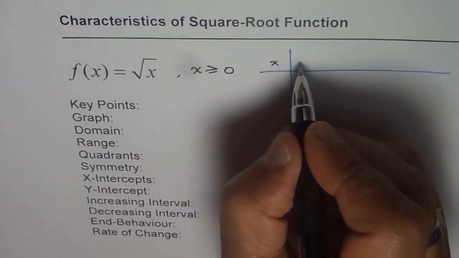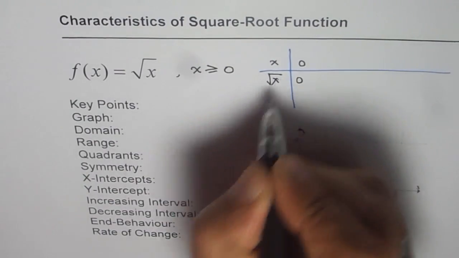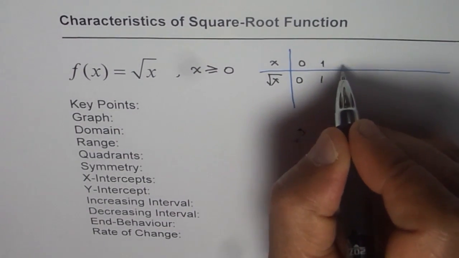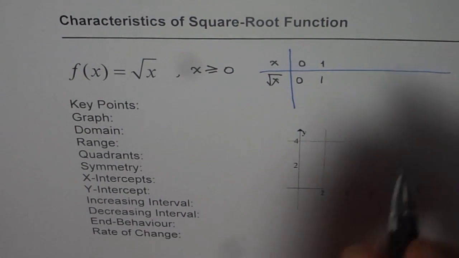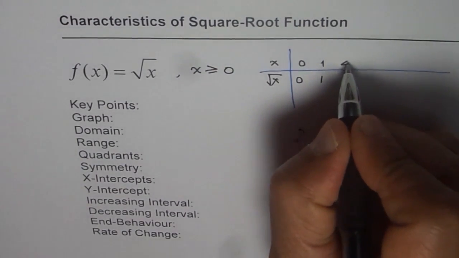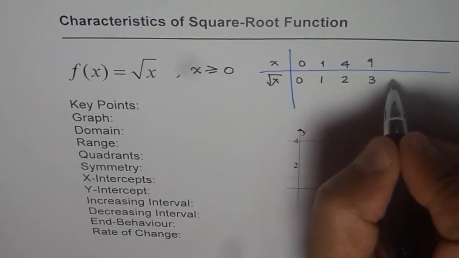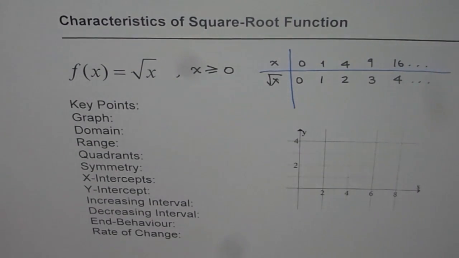So for example, square root of 0 is 0, right? So let me write square root here, which is f of x. Square root of 1 is 1, square root of 2 is square root 2. Let's avoid it because it's kind of difficult to plot it on the graph. Let's take 4. So square root of 4 is 2 and square root of 9 is 3. Then 16, for example, right? So like this, we can take some values.